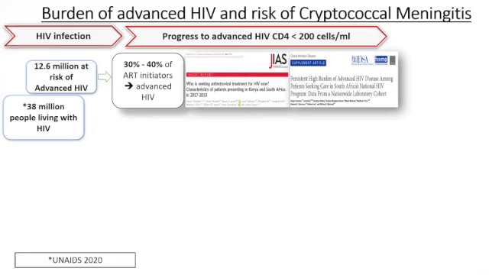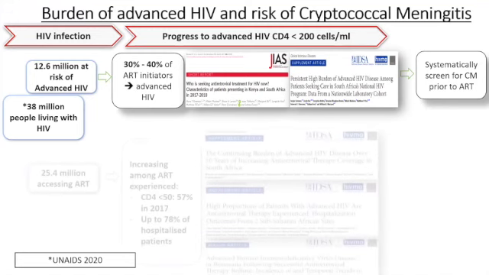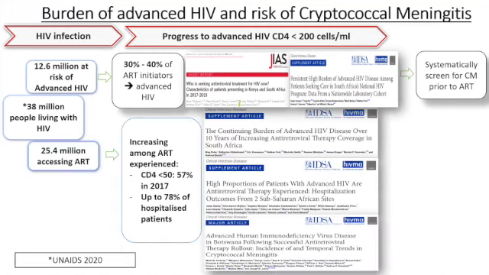And even those who present to care, 30 to 40% of ART initiators already have advanced HIV. And in this group, it's already clear in WHO guidelines that they should be systematically screened for cryptococcal meningitis prior to introducing antiretroviral therapy. On the other hand, among the 25 million people accessing ART, we see that there's a high proportion of them who report to health facilities with advanced HIV.